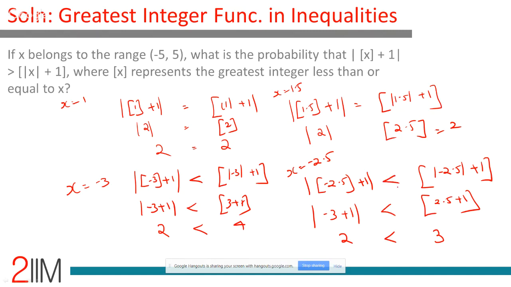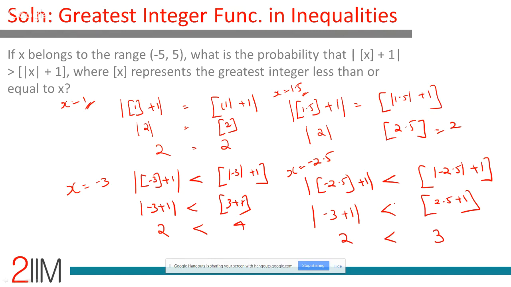Remember, we're now getting a pattern here. Whenever we put x as any positive integer, they're equal. When you put x as any positive non-integer, they're equal. When you put x as a negative integer, this is less than that. When you put x as a negative non-integer, this is less than that.